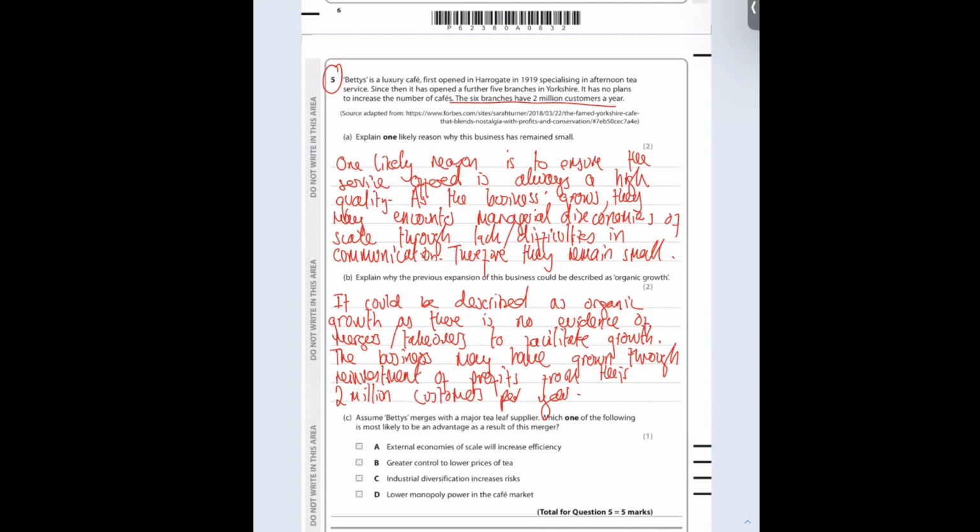All right. Assume Betty's merges with a major tea leaf supplier. Excellent. That sounds good. Which one of the following is most likely to be an advantage as a result of this merger? External economies of scale will increase efficiency. Greater control to lower prices of tea. That's definitely a potential because then they can work with their other company, their producer of tea, to lower the price. Industrial diversification increases risk. No, go away. Lower monopoly power in the cafe market. I've got no idea. They probably have an increase in monopoly power because they'll have more price control.